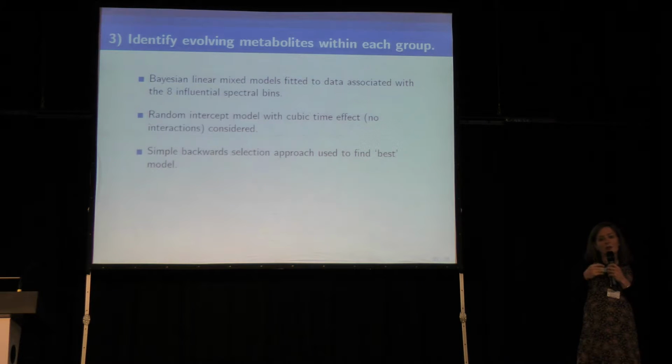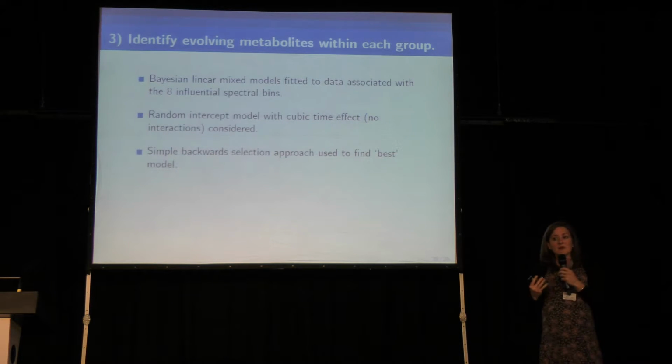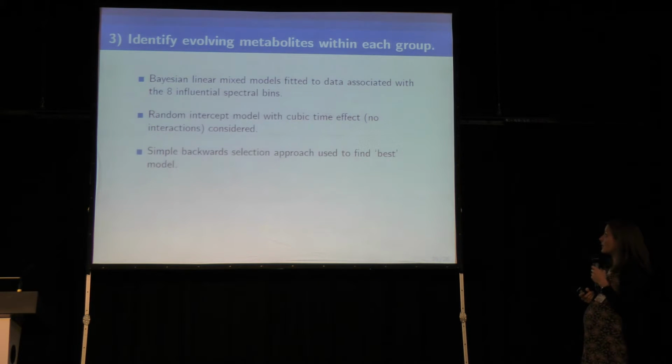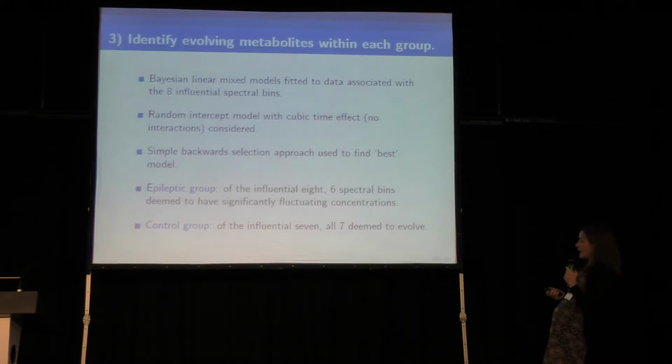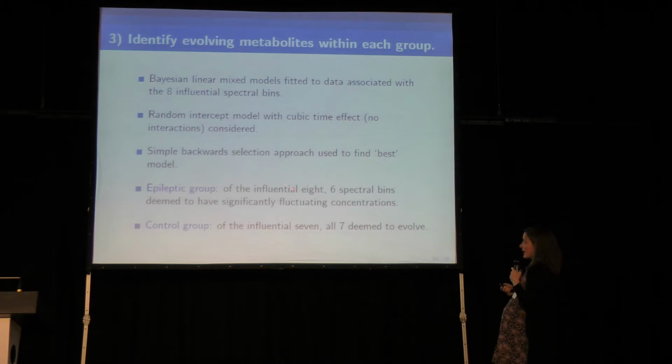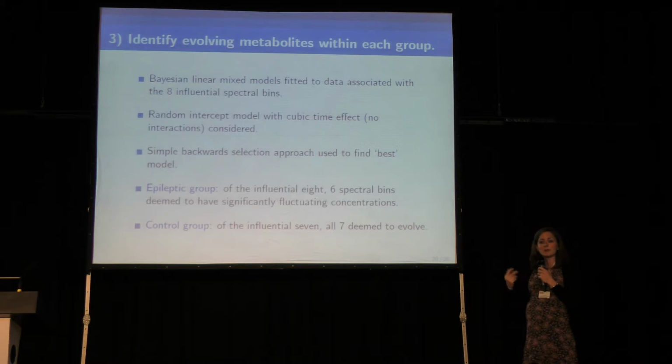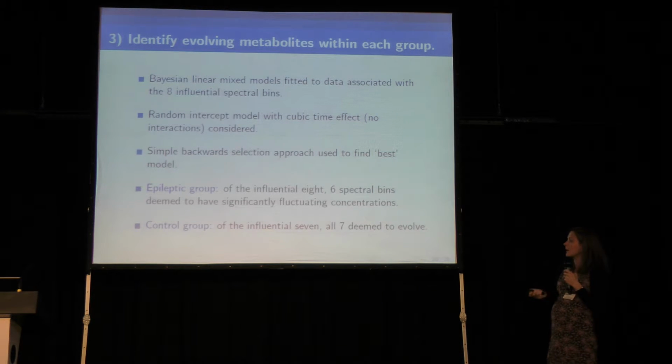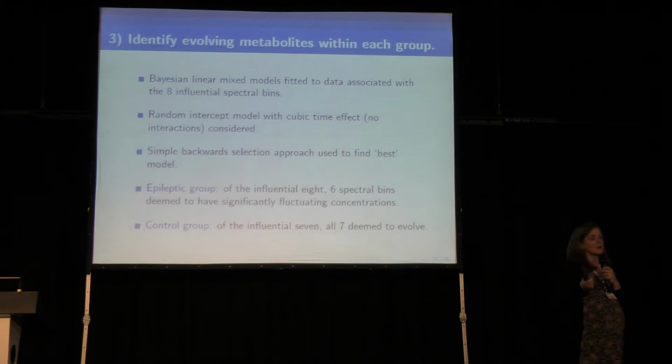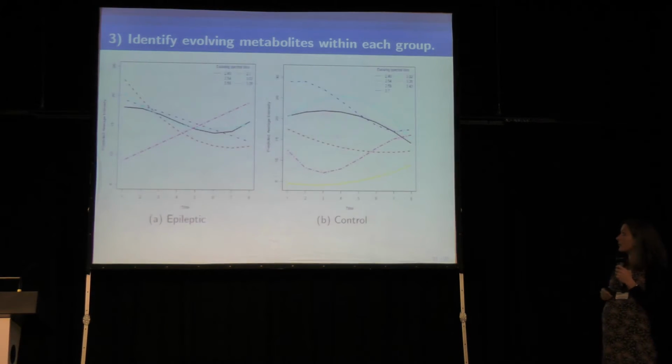What we wanted to do is look at which of these evolve over time. So we did a very straightforward linear mixed model to the data associated with those 8 spectral bins. It's quite straightforward. We simply did a cubic time effect as our most complex model and pruned backwards. And in the epileptic group, it turned out that of the influential 8 spectral bins, 6 of them were deemed to fluctuate or evolve over time. In the control group, there were 7 influential spectral bins, and all 7 were deemed to evolve over time.